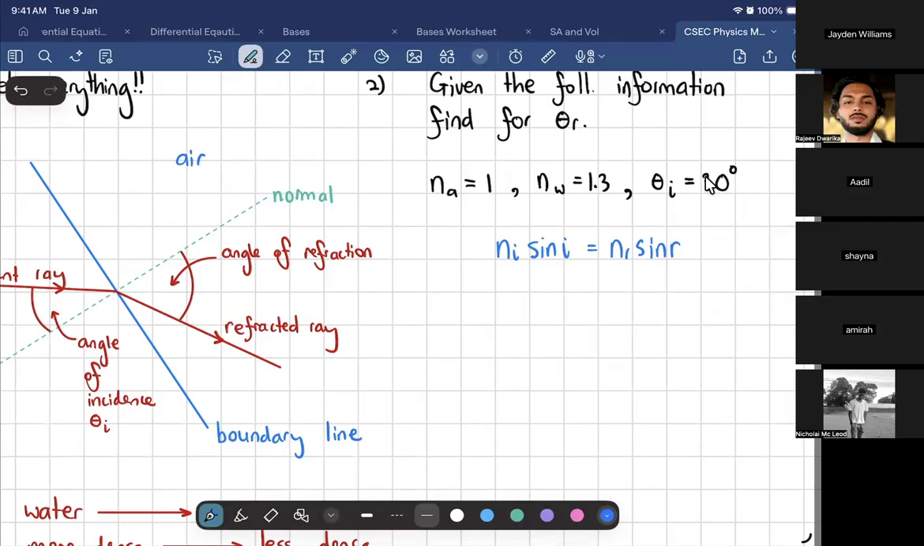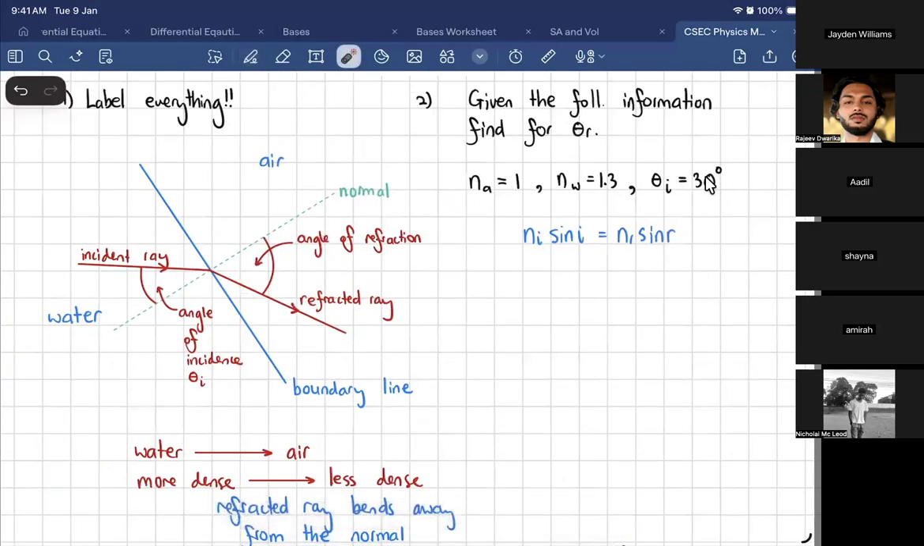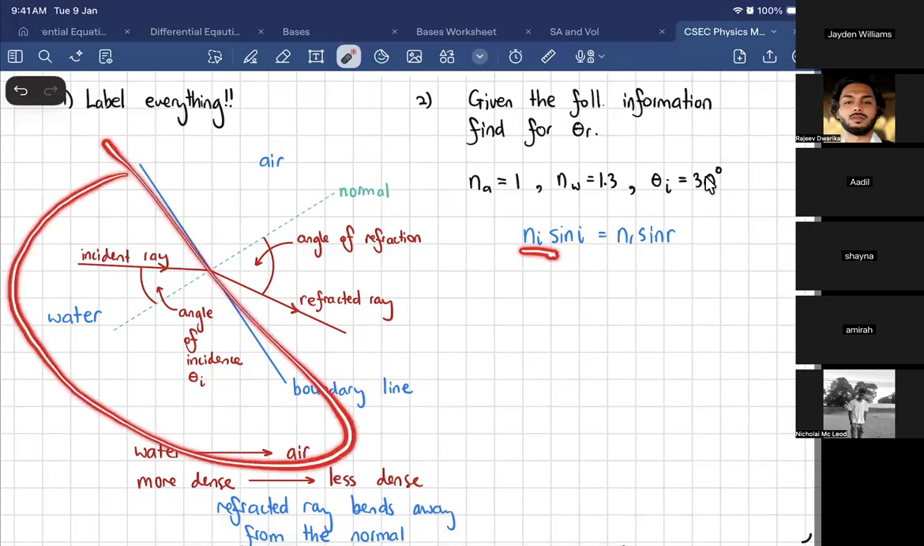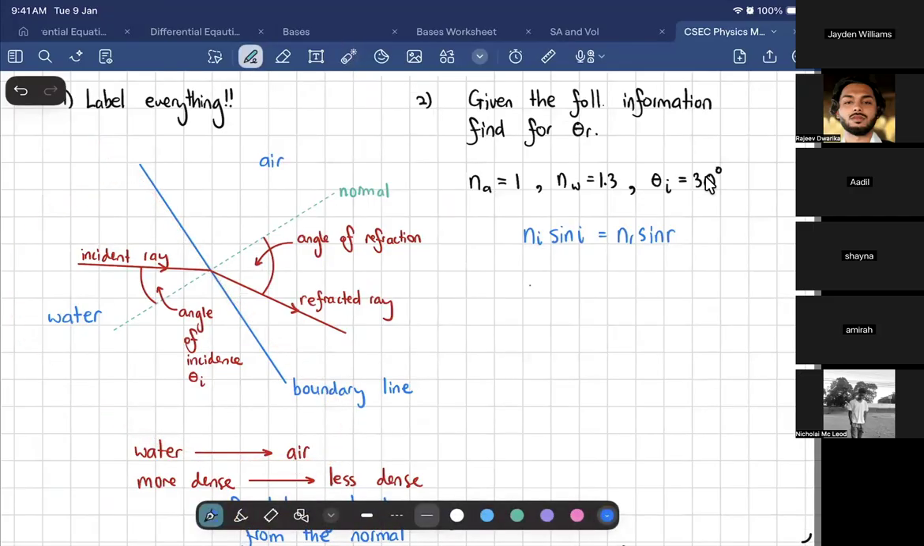Refractive index. Right? And I stands for the incident ray. So this means the refractive index of wherever the incident ray is. What's the incident ray? In water. Right. So what are we going to put for the refractive index? 1.3. Right?